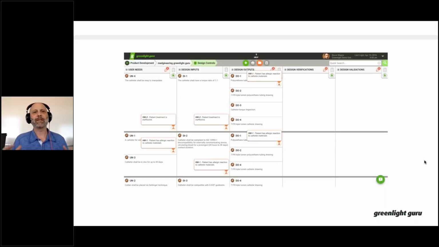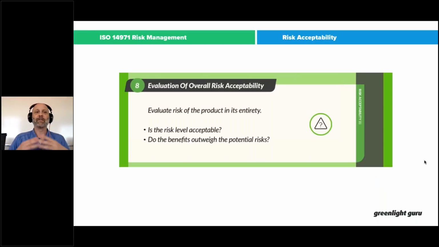This is one of the key things that Greenlight, and only Greenlight, does when it comes to eQMS software platforms. We have a design and development workflow designed only for the medical device industry, and a risk management workflow designed specifically to comply with ISO 14971, and we've integrated those two workflows together. No one else on the planet Earth has ever done that. So just keep that in mind.